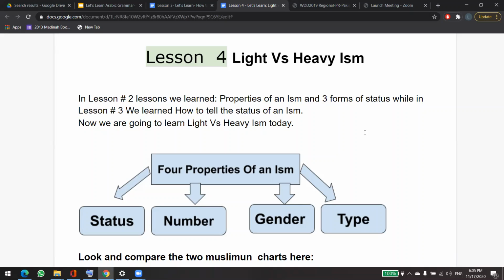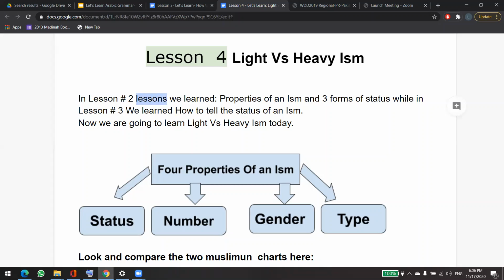So today we are going to do lesson 4 of our Arabic grammar course, and we are going to learn light versus heavy ism. Remember, in lesson number 2, we learned properties of an ism and 3 forms of status, while in lesson number 3, we learned how to tell the status of an ism.